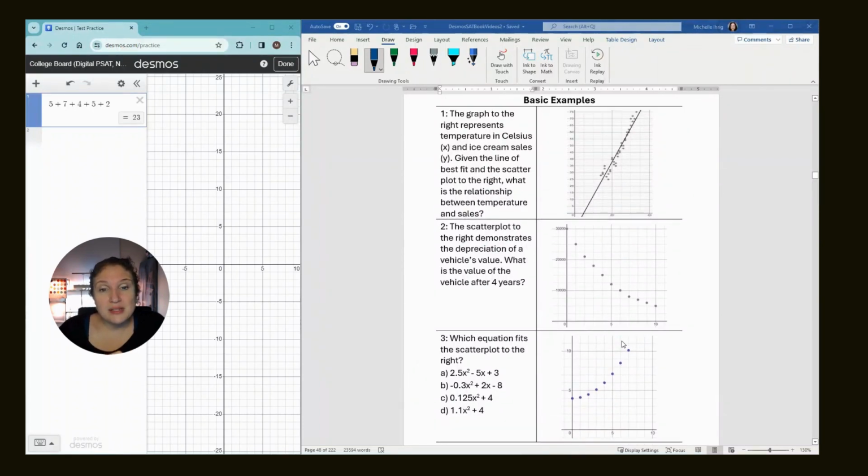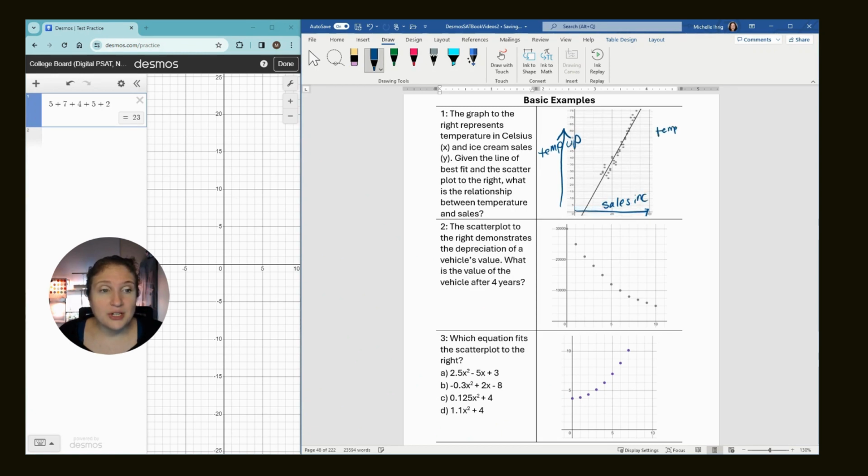The graph to the right represents the temperature in Celsius X and ice cream sales Y. Given the line of best fit and the scatter plot to the right, what is the relationship between temperatures and sales? Because this is the basic question in Unit 3 versus basic in Unit 7, we're not going to really dig deep too much. The main thing here that I want you to know is that as the temperature increases, so does the sales. And it's as simple as that.